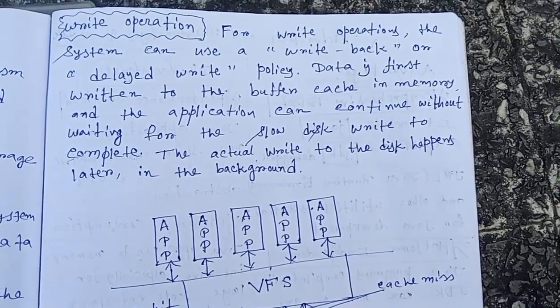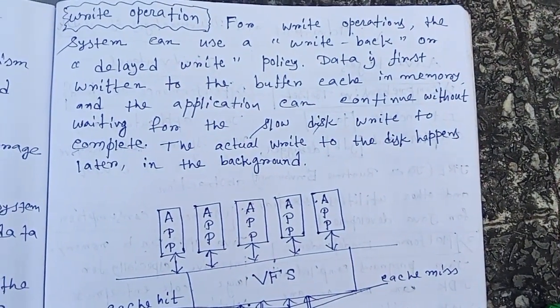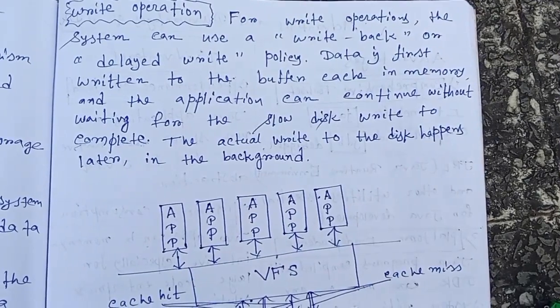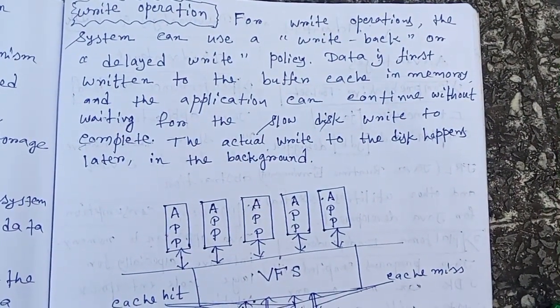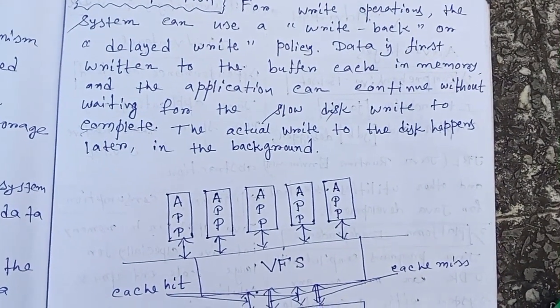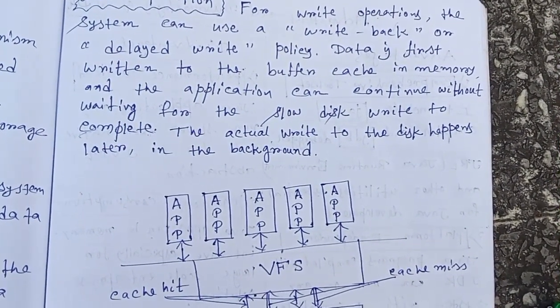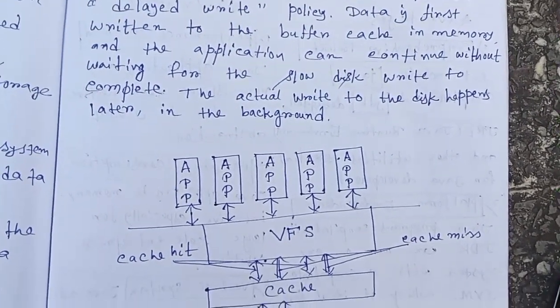Next is write operation. For write operations, the system can use a write-back or delayed write policy. Data is first written to the buffer cache in memory and the application can continue without waiting for the slow disk write to complete. The actual write to the disk happens later in the background.